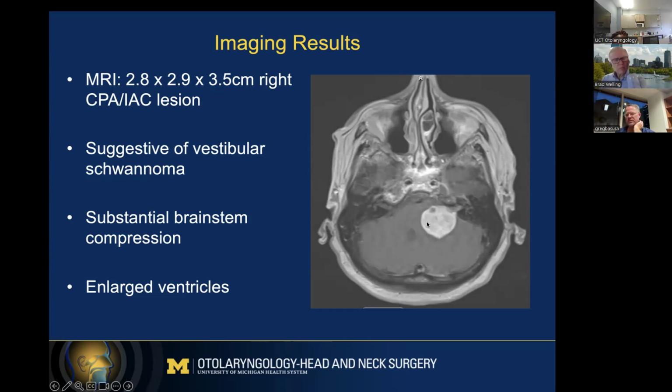Is there a ventricular system adjacent to where this tumor is? Yes. What's it called? Lateral cistern. No.